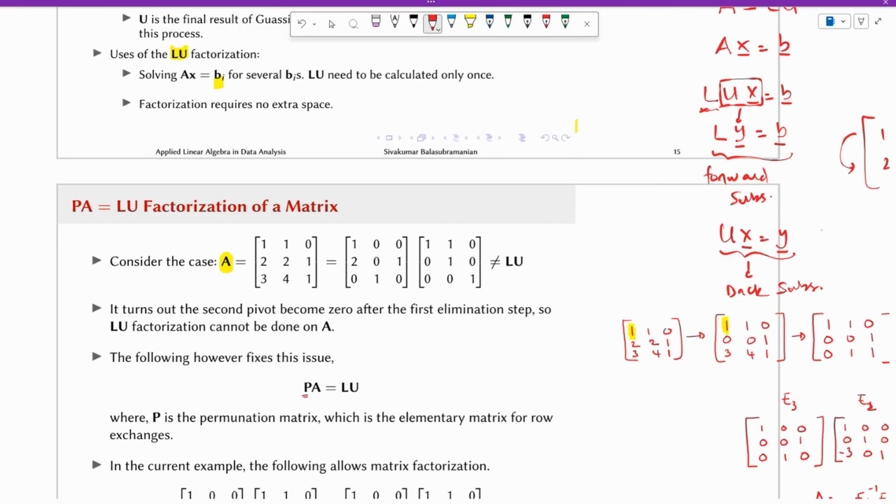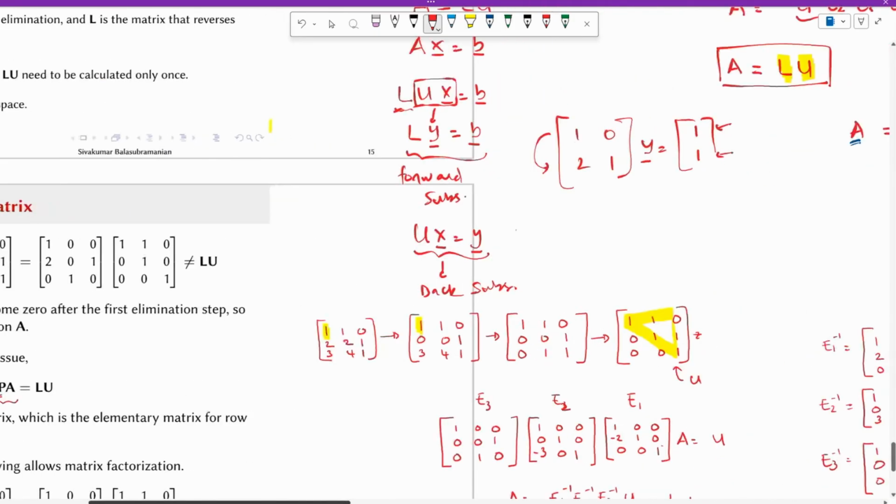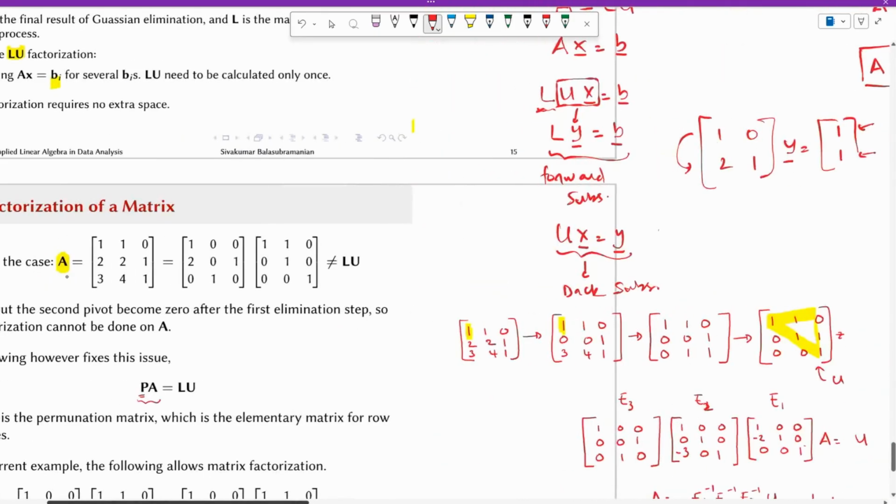If you can separate the row exchange operations out and do those row exchanges beforehand on your matrix A, then that permuted A matrix, where the rows are arranged in the appropriate order, will have an LU decomposition. The original matrix does not, but once you correct for the order of the rows, then you still have LU decomposition. Let's try and find out for our example what is P.